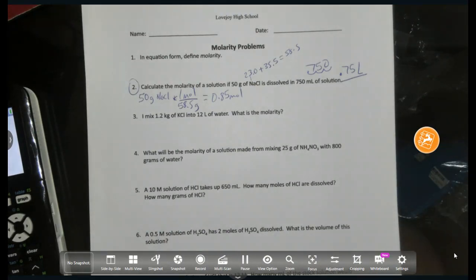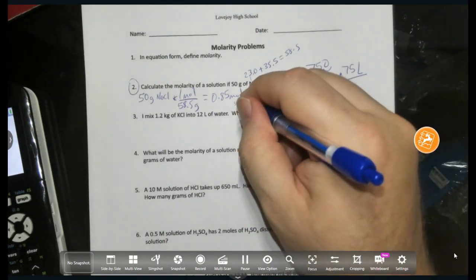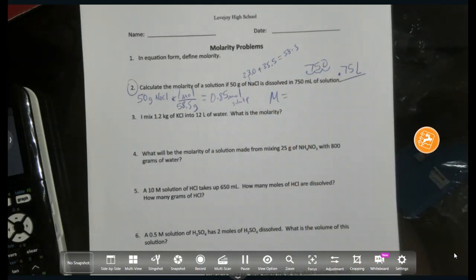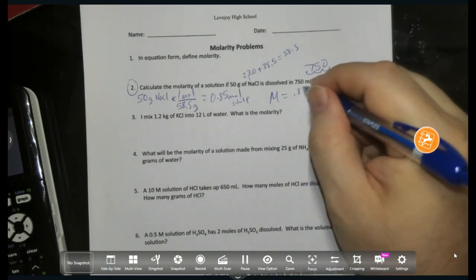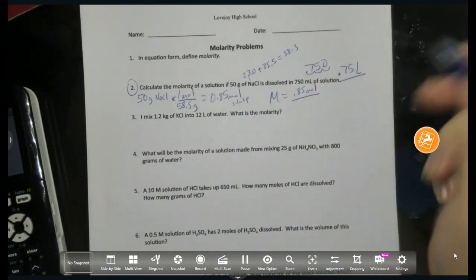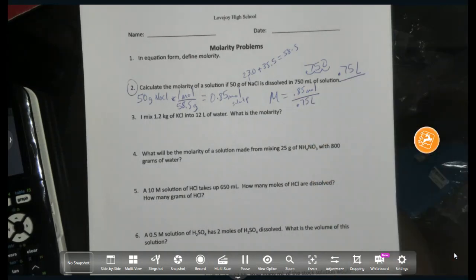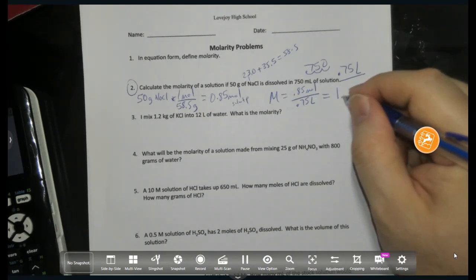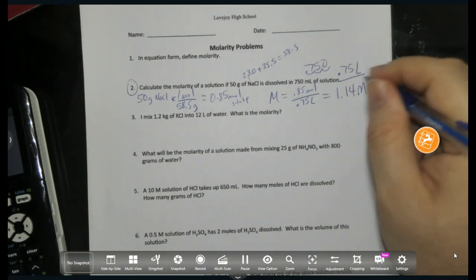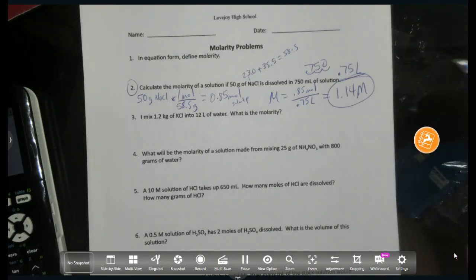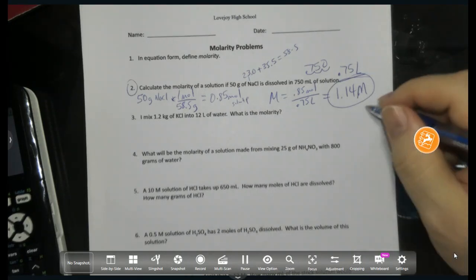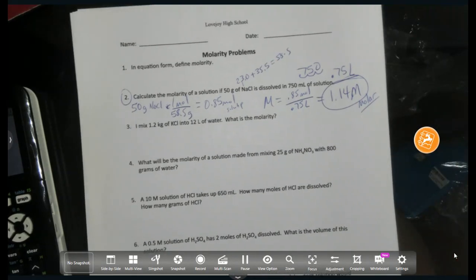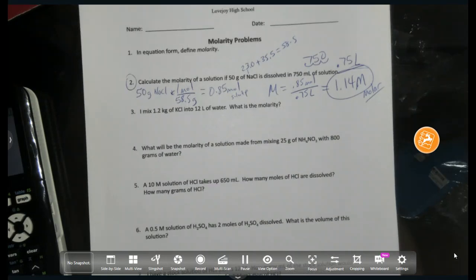Okay, that's not our answer. That's just the moles of solute. Now to find the molarity, we're going to use moles per liter. 0.85 moles over my 0.75 liters. So this solution has a concentration of 1.14 molar. That's a capital M, and the abbreviation is molar, like the tooth. That's how we say it. 1.14 molar.